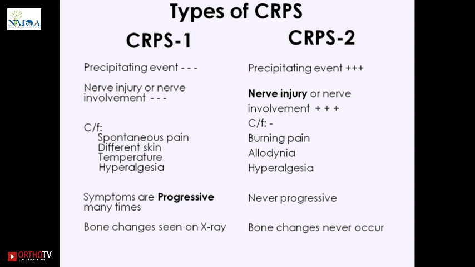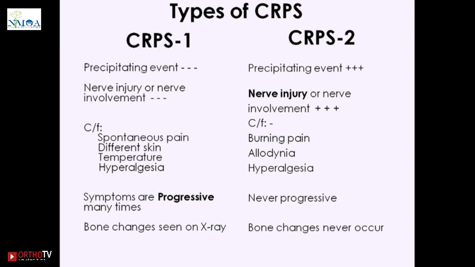Whereas in type 2, there is a precipitating event present. Mostly we have done a pinning or an external fixator. Nerve injury: there is no involvement of any nerve injury in type 1. In type 2, there is a nerve injury involved.